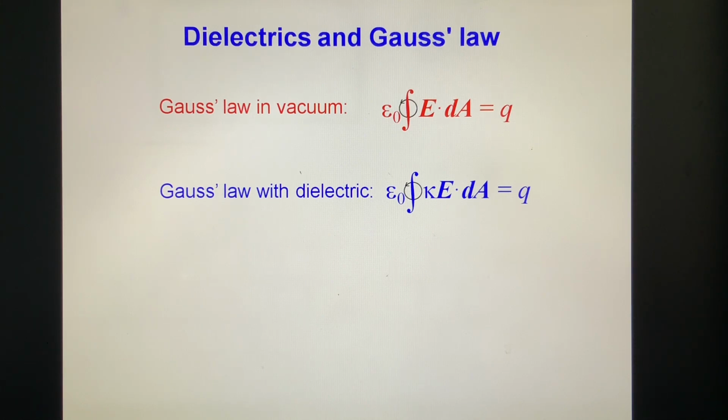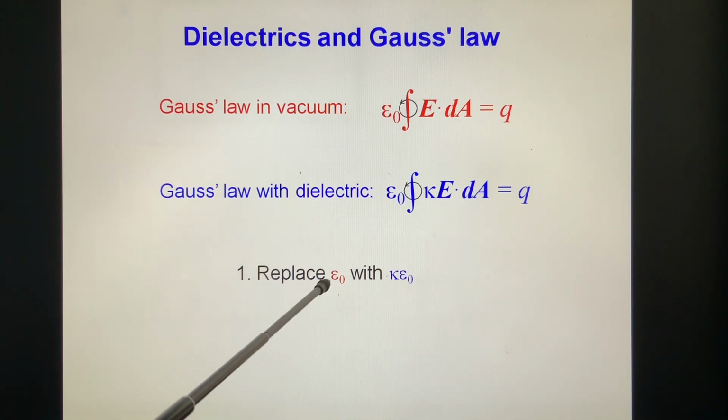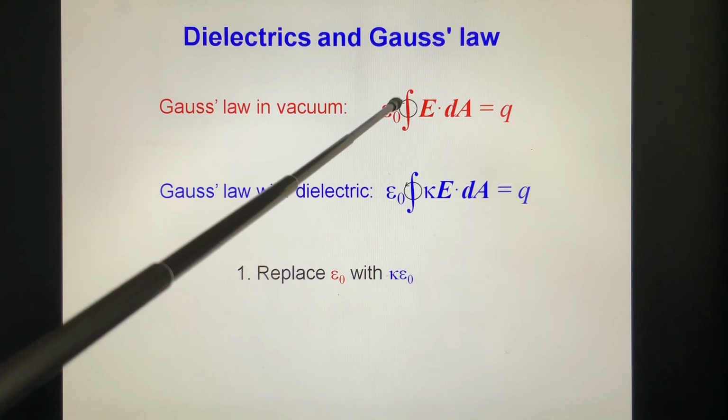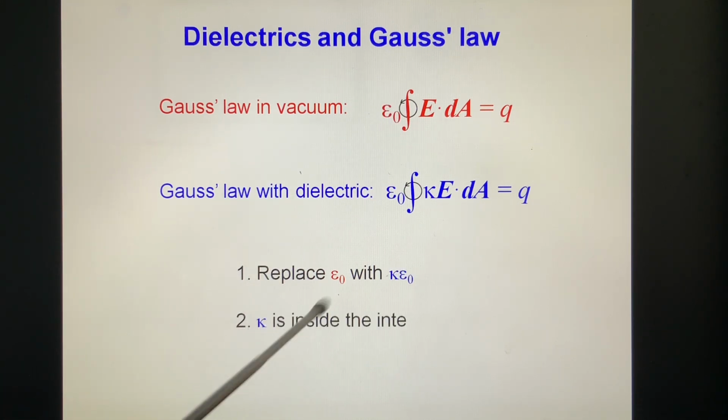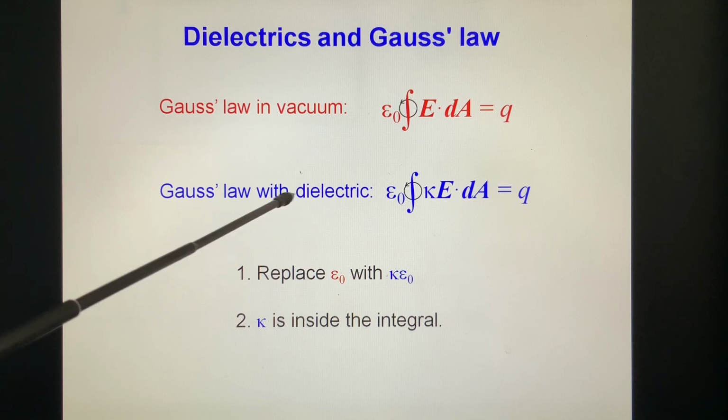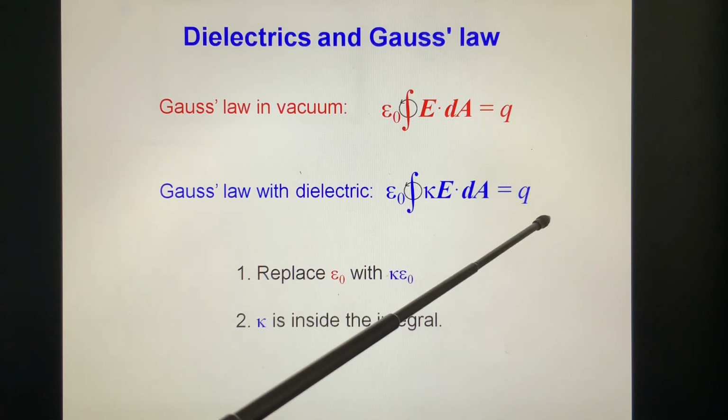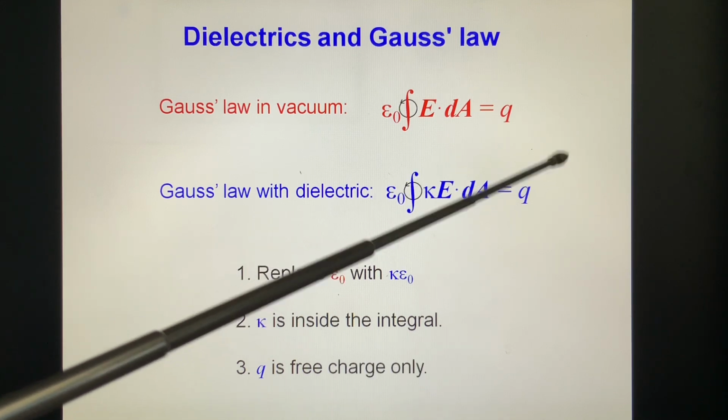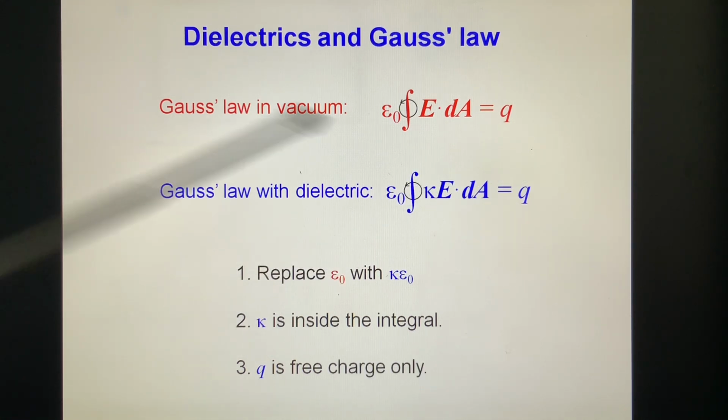All right. I will prove it in a special case. We replace epsilon 0 with kappa epsilon 0, and we move the kappa inside the integration. Okay. And more important is this Q. When we have a dielectric put in an external field, we will have an induced charge on the surface. Okay. That makes things complicated. But here Q is the free charge. Okay, so that's very important, the free charge only.